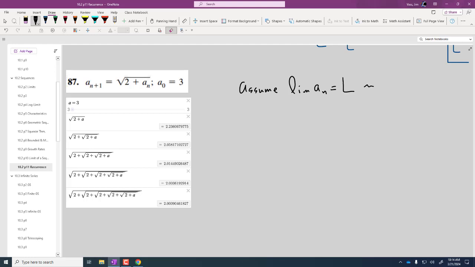Which means the limit of a sub n plus 1 is also L. Because a sub n is a sequence, a sub n plus 1 is the same sequence with the first term chopped off. So that also has a limit of L. So we take the limit of both sides of this equation here. We treat it like an equation. We just take the limit of both sides. Got that. Oh, whoops. We don't want to take away, haven't evaluated the limit yet, so that's still a sub n.